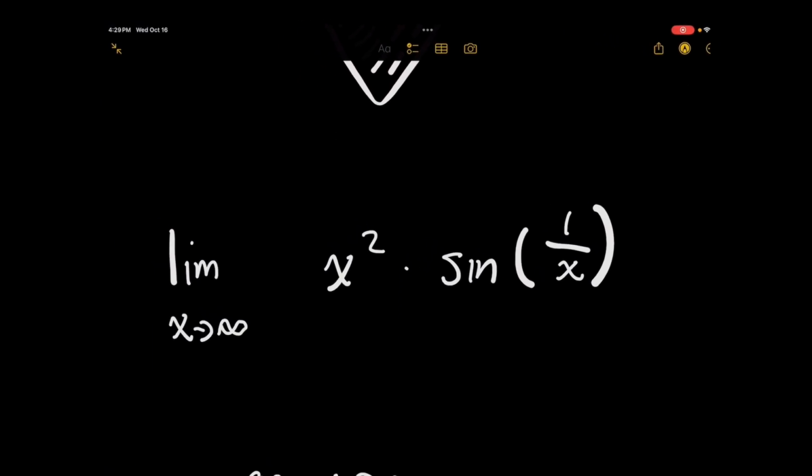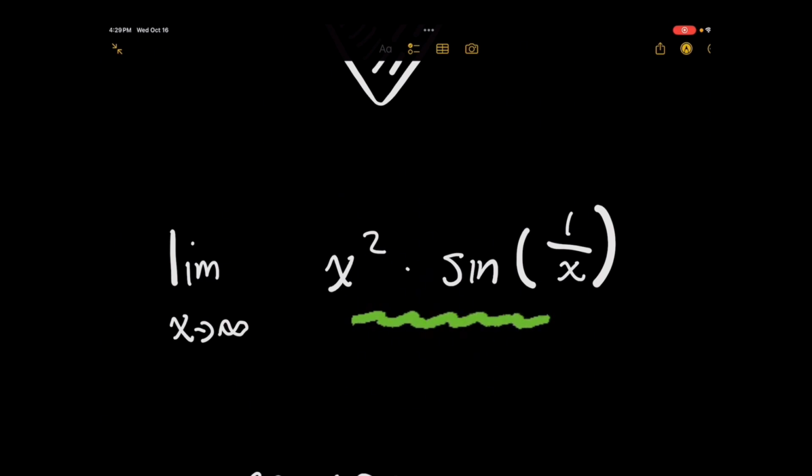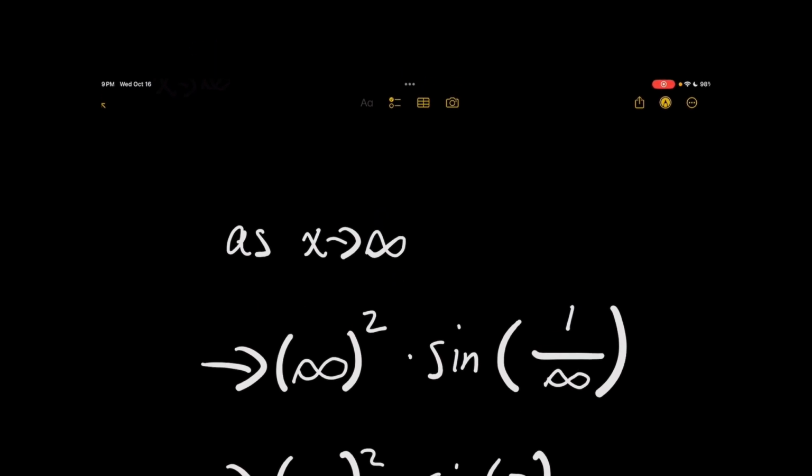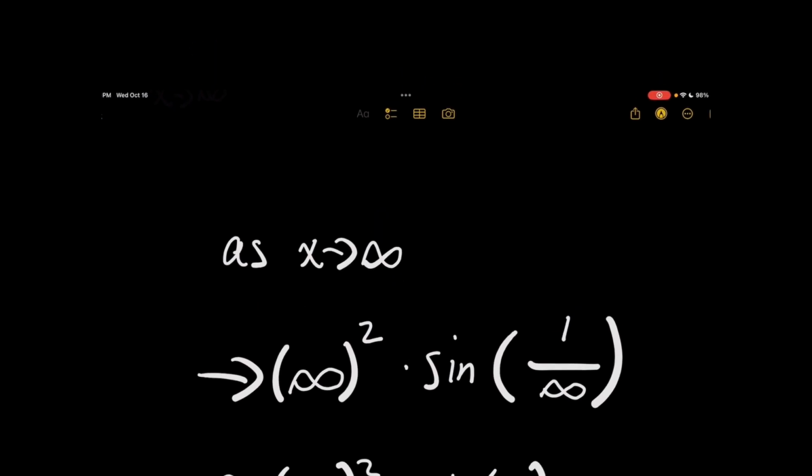We've got the limit as x approaches infinity of x squared times sine of 1 over x, and I'm going to start by letting x grow towards infinity to see what this expression converges to. So we're going to get something that looks like infinity squared times the sine of 1 over infinity, and notice that for 1 over infinity, because the denominator is overtaking the numerator, this converges to 0.